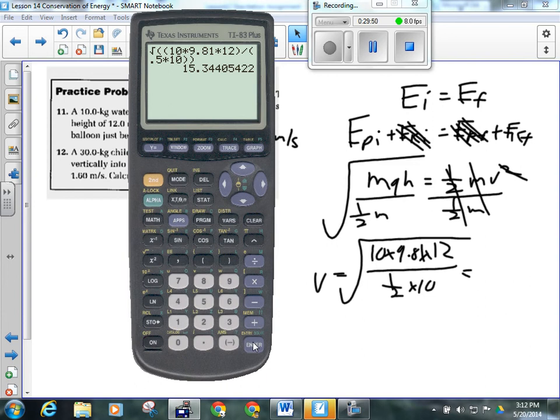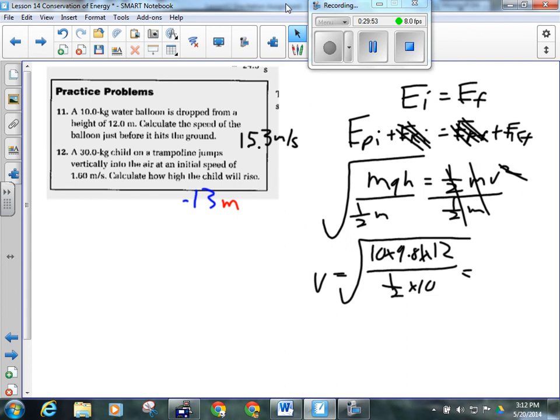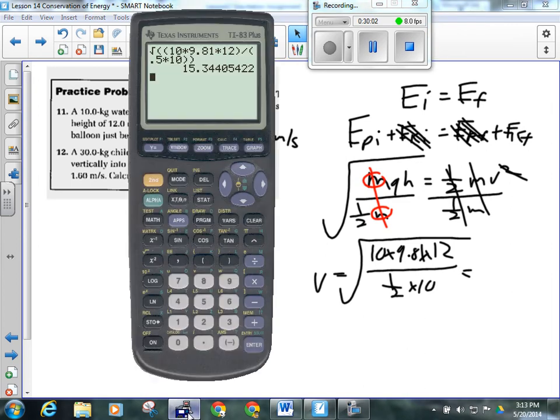Now, earlier I said when we look at this, we see that we have mass on the top and mass on the bottom. Those masses can cancel. If that's the case, let's just double check and make sure. I'm just taking the masses out of that calculation I just did. Look at that. I get the same number. Same answer, 15.3. Why? Because the mass of the object doesn't change while it's falling. It's the same object. So there are going to be some cases where you can cancel the mass.